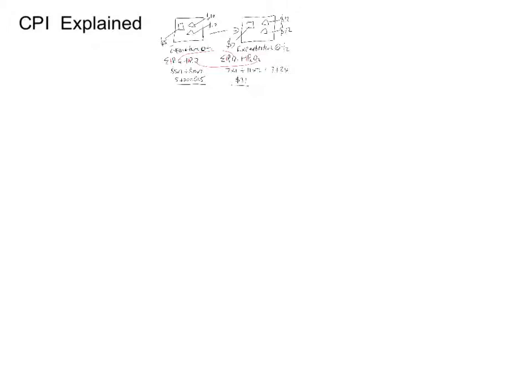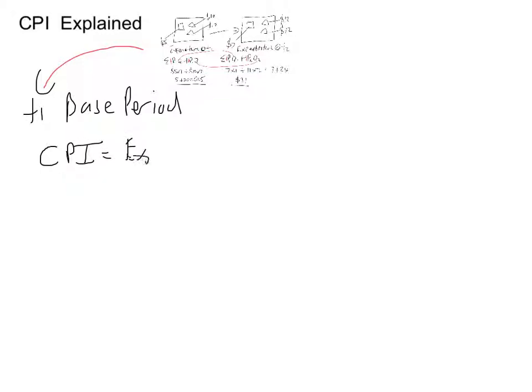Now, what we can do is we can work out the Consumer's Price Index for the base period. So I'm going to assume that T1 is the base period. That's our reference point. So I'm going to write out my little formula for calculating the CPI. So I'm going to go the expenditure at T1 over the expenditure at T1 times 1,000.